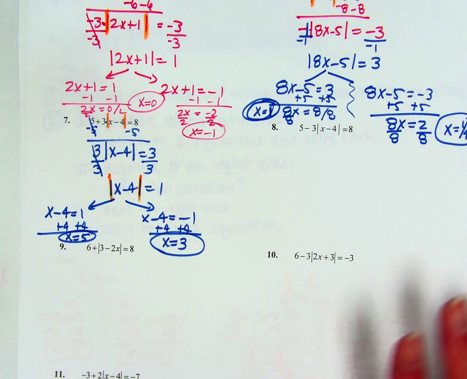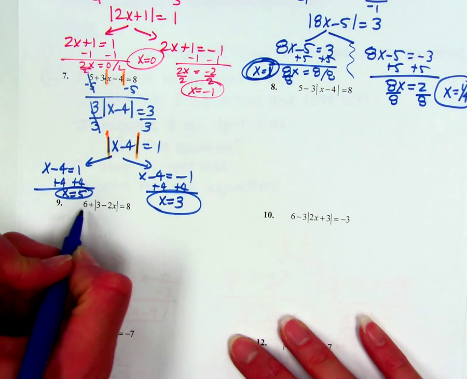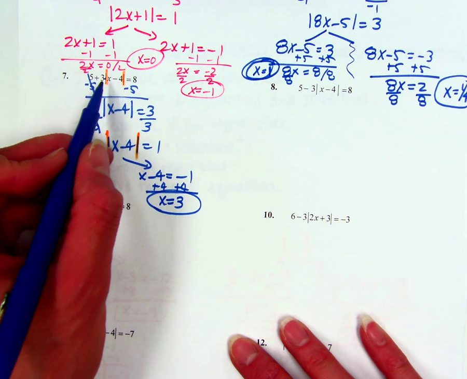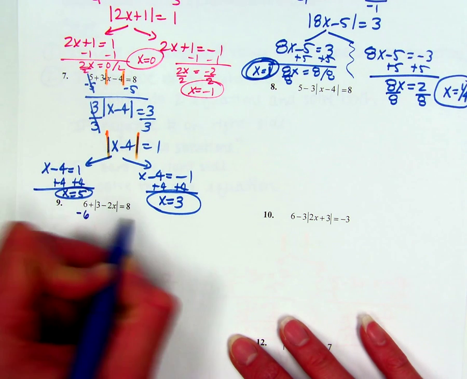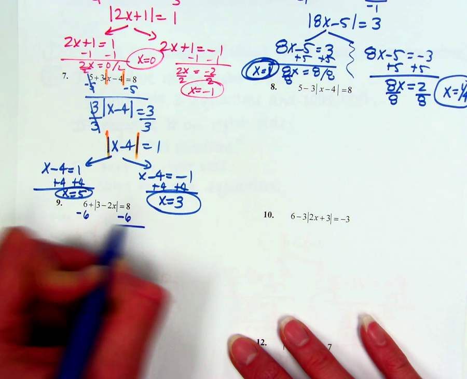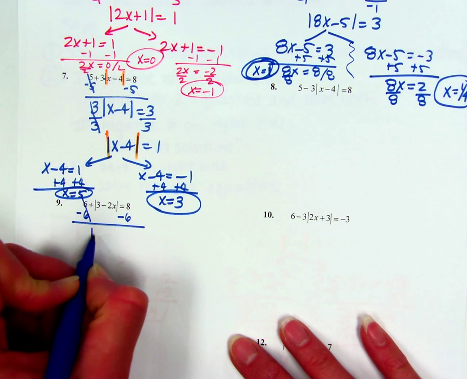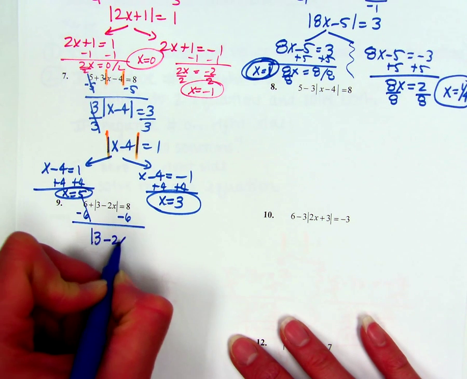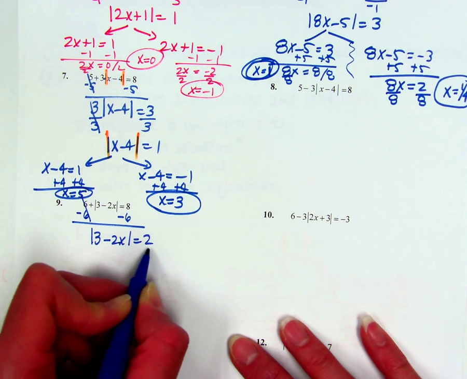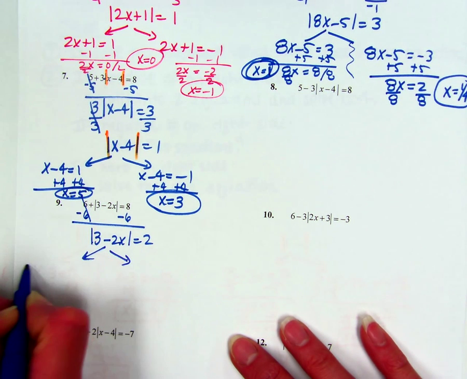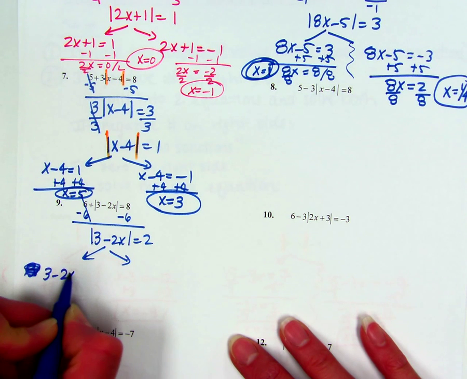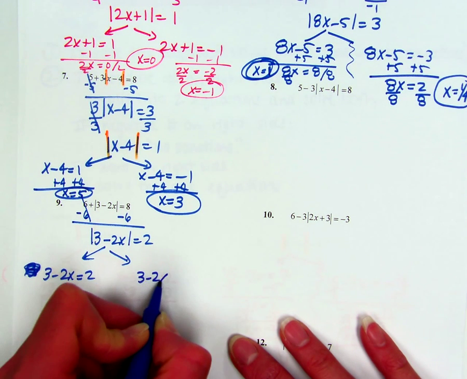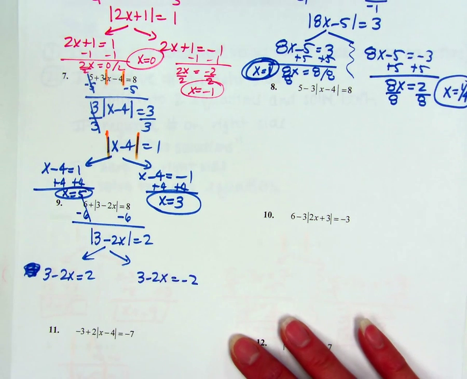All right, so we're going to keep going with the odds. This is 6 plus, not 6 times. Notice when the 3 was right next to it, we assume that's multiplication. But here there's a plus sign, so we know that these are being added, and the 6 is positive, so we want to undo that by subtracting. So we just get absolute value of 3 minus 2x equals 2. Since 2 is positive, you split it into 2 equations. 3 minus 2x equals 2. 3 minus 2x equals negative 2.